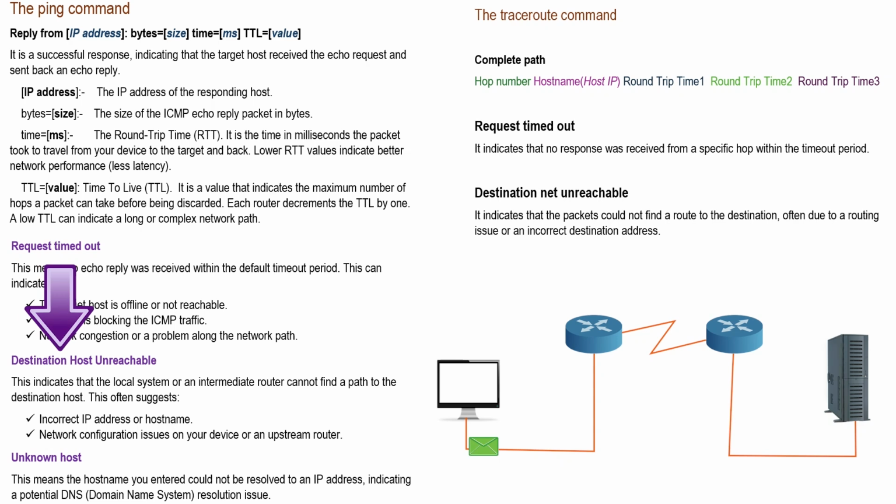A destination host unreachable message indicates that the local system or an intermediate router cannot find a path to the destination host. An unknown host error means the hostname you entered could not be resolved to an IP address, indicating an issue with the DNS service.